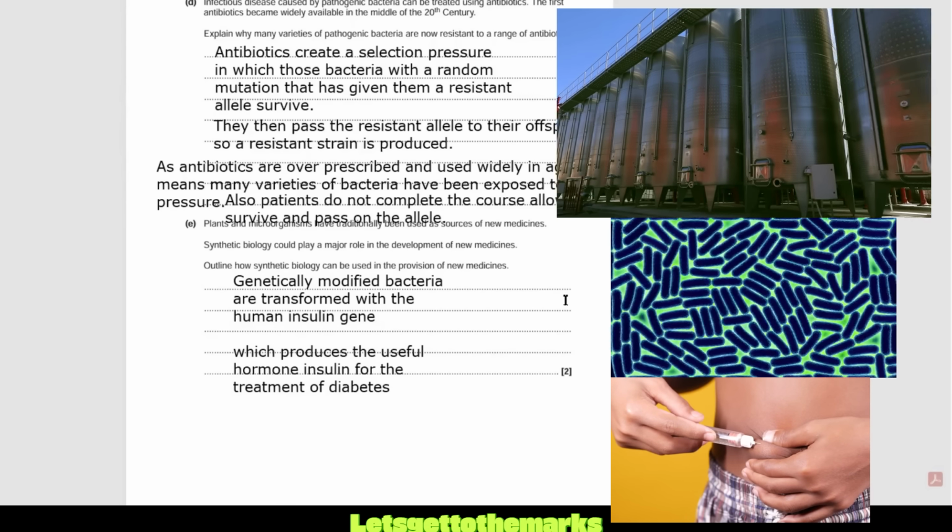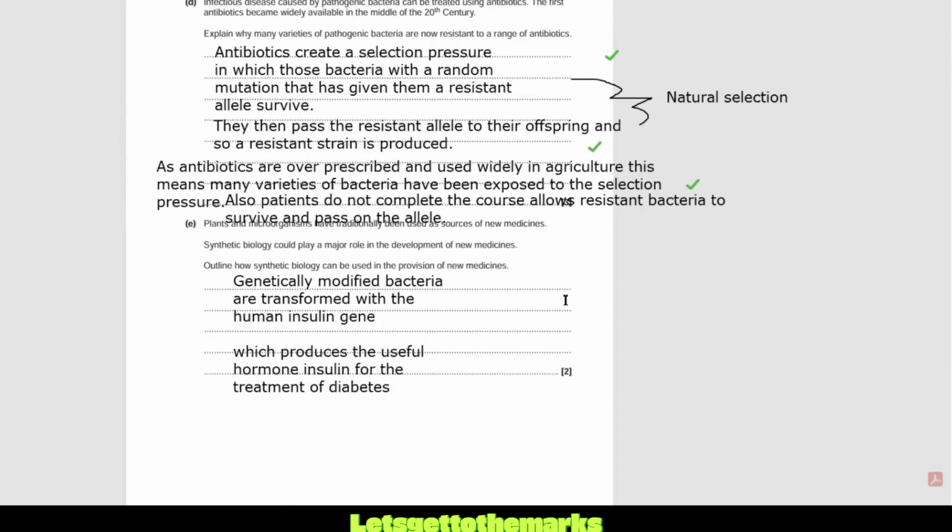But this is just a shortened way, just saying use genetically modified bacteria, have an insulin gene inserted into them, and then they will produce the protein insulin for the treatment of diabetes. And there we go. That's going to get us all of the marks.